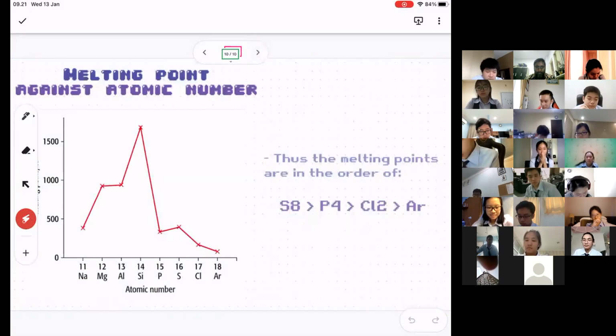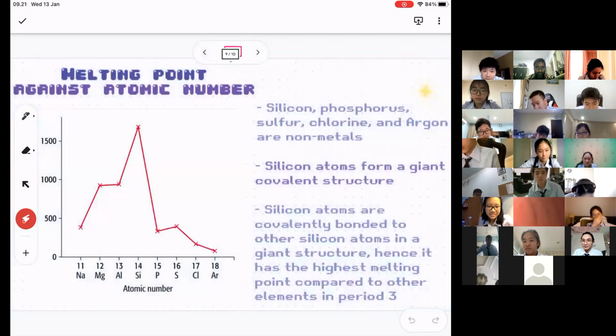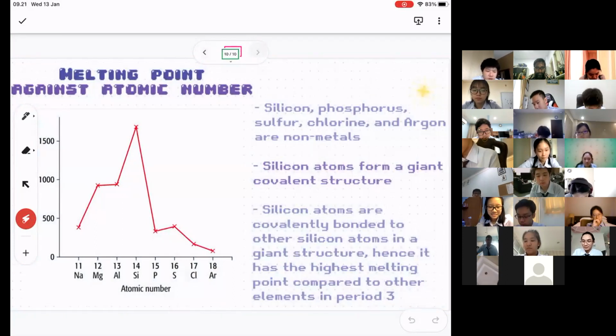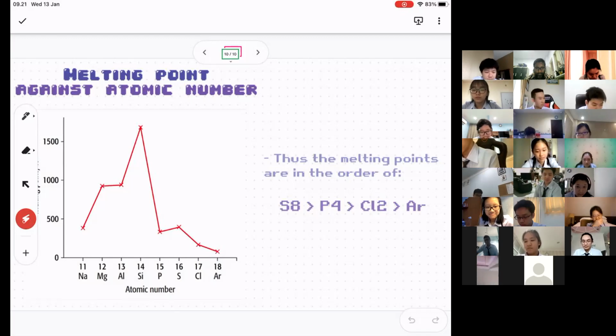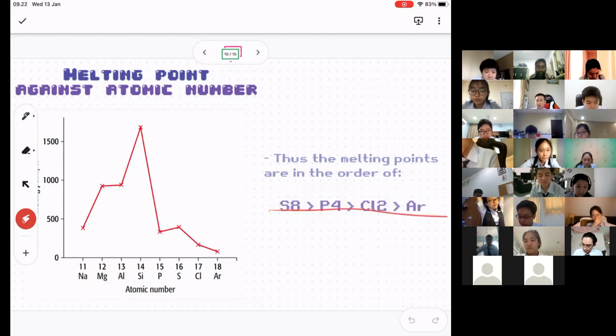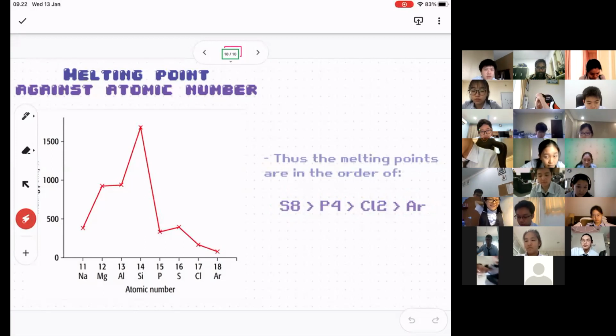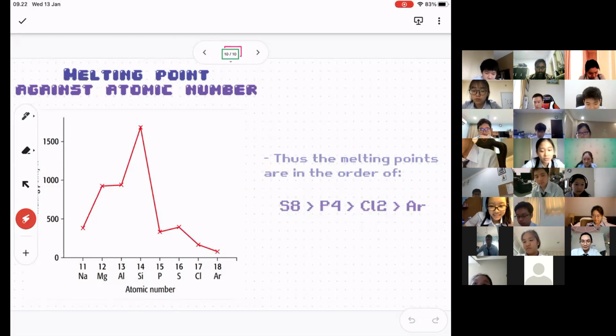The remaining elements in period 3 are simple covalent molecules, except argon because it is monoatomic. There are only weak forces of attraction between their molecules. And the strength of these forces of attraction between molecules is directly related to the molecule's relative molecular mass. Thus, the melting points are in the order of S8, P4, Cl2, and argon. Thank you for listening.